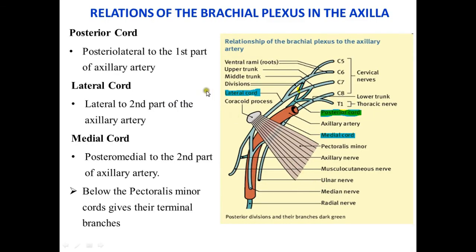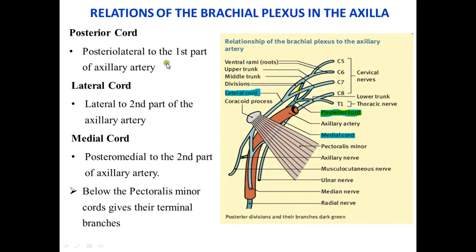Now the cords, the relations of the brachial plexus in the axilla. What is the relation in the axilla of the brachial plexus? The relationship of the brachial plexus to the axillary artery. You know very well the axillary artery has three parts: the first part, second part and third part. These three parts are defined by the presence of the pectoralis minor muscle.